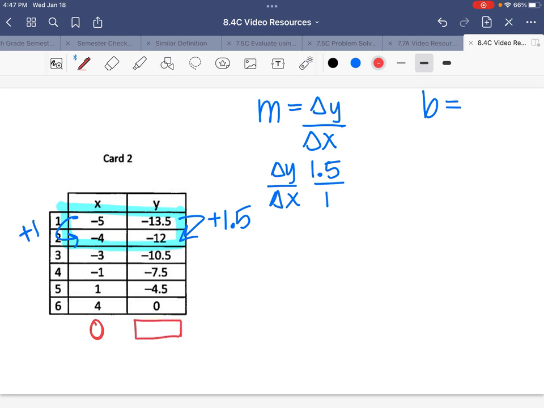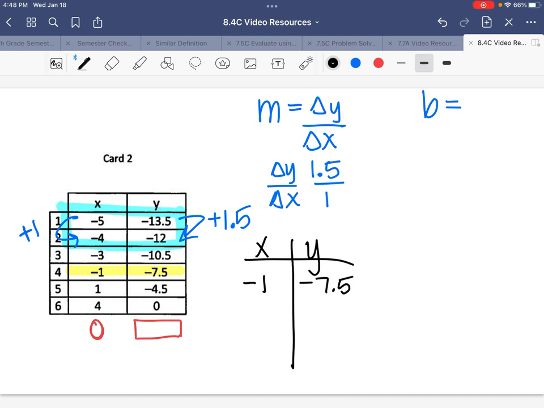I see a 0 on the y side, but that does not help me. I need to know what y is when x is equal to 0. But I have some helpful information because I know how my table is changing. And I know that as y goes up by 1.5, x goes up by 1. So I see in my table that I have a -1 and -7.5. So I'm going to make a table right here where I can add a little bit to it. So if x is -1, y would be -7.5.